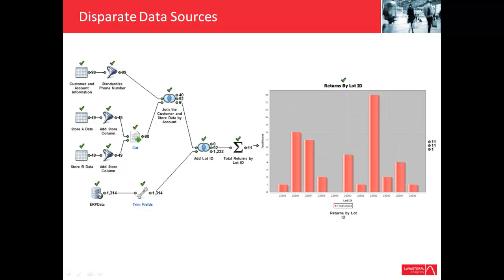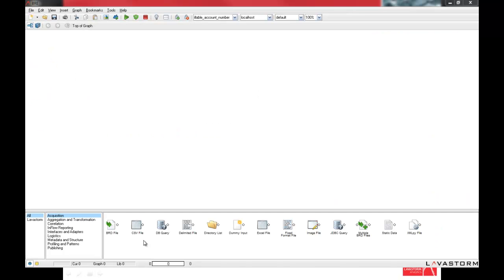Let's assume that I am investigating product quality for a large manufacturer and want to trace specific products to a particular lot to look for bad batches. I have data from 3 different sources which I need to combine before I can analyze it. The data consists of customer information from my CRM system, sales data from one of my retail stores, including which products have been returned by customers, and data from my ERP system that matches a product to a lot ID. Let's take a look at how this works in the Lavastorm Analytics engine.